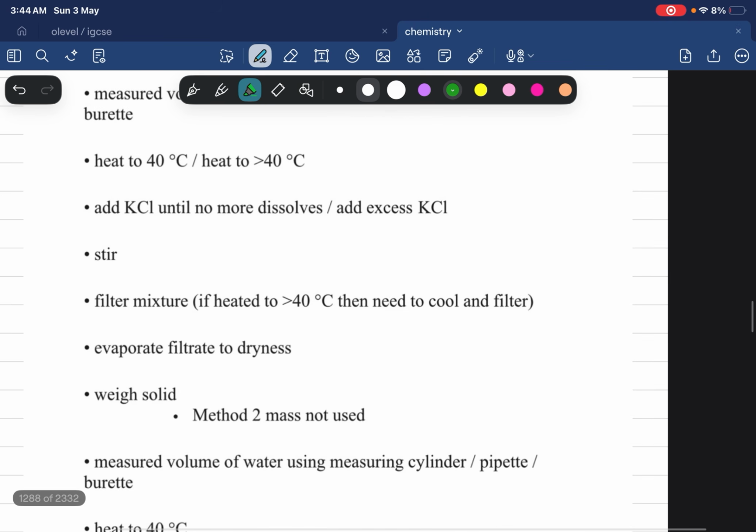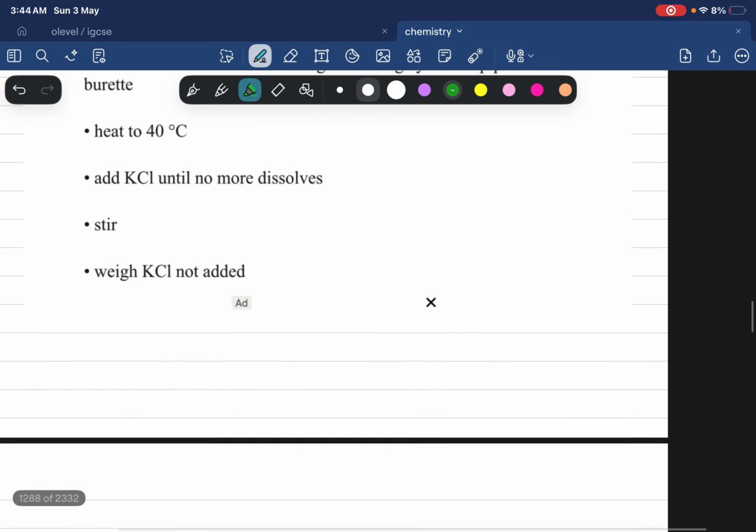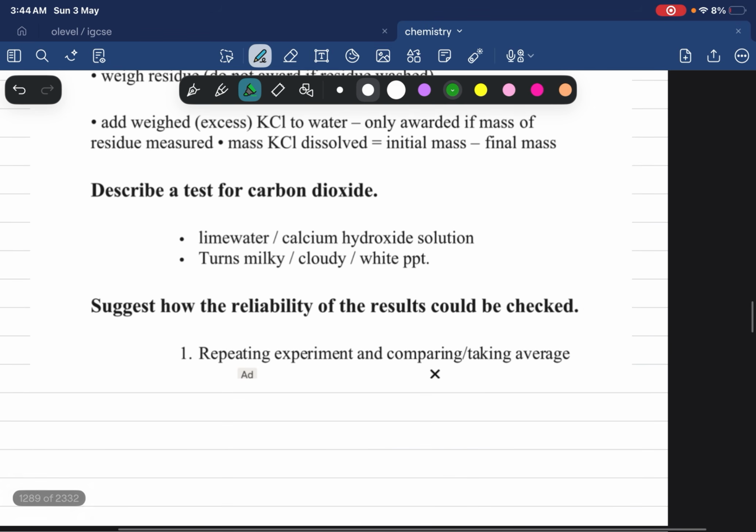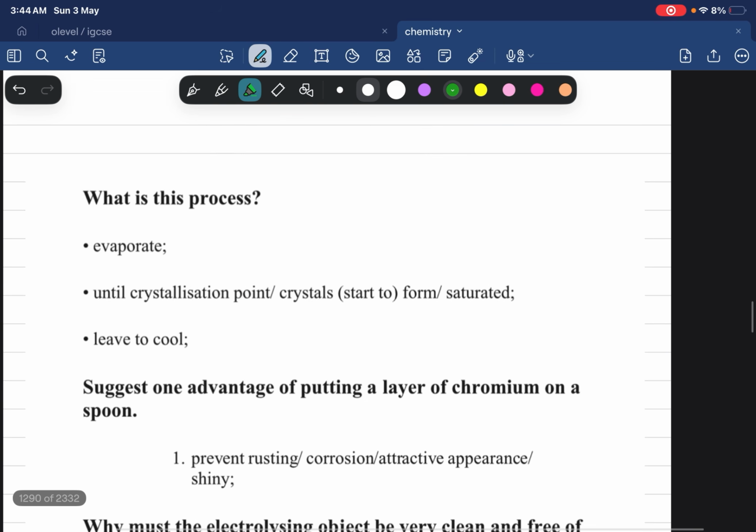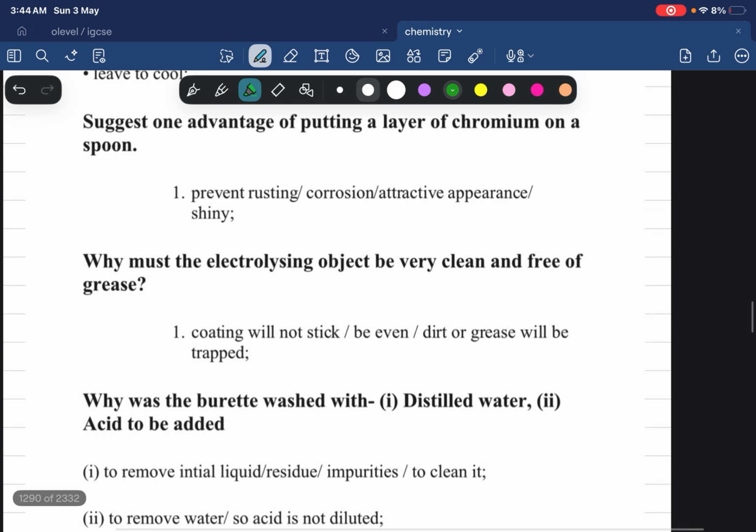Then again, we have an experiment. Describe the test for carbon dioxide. You know, it's written in the notes as well. Suggest how the reliability of the experiment could be checked. Repeating the experiment, comparing and taking the average is going to make it more reliable.